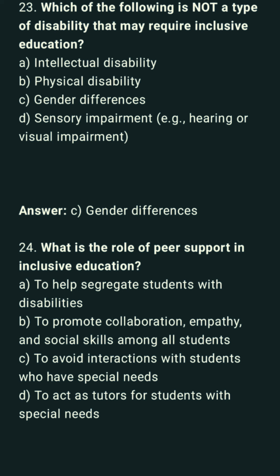Which of the following is not a type of disability that may require inclusive education? Answer B. Gender differences.